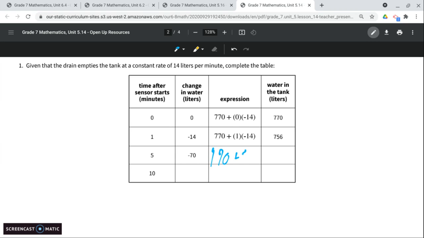770 plus 5 times negative 14, and that's going to give us 700 because we already know that 5 times negative 14 is negative 70. Now, 10 times negative 14 is going to be negative 140. Our expression will be 770 plus 10 times negative 14, and that's going to give us 630.